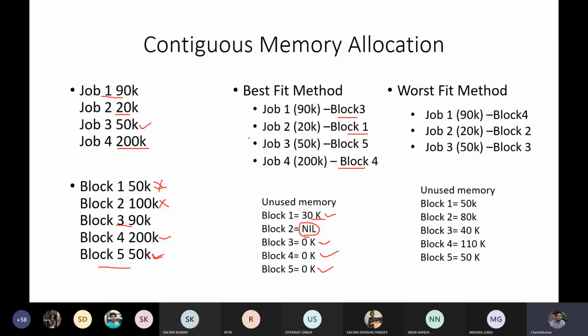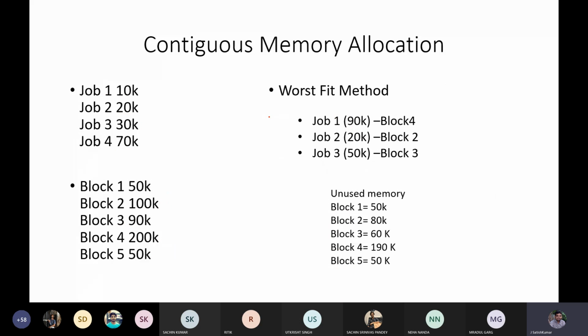Now the worst fit works with the same example. Okay, let us now see the worst fit example. Let us say that we have 10K job 1, job 2 20K, job 3 30K, and job 4 70K. Worst fit says that whenever there is a large block available, you allocate that. So for job 1, the 10K, block 4 is the largest space. So job 1 will be allocated to block 4.